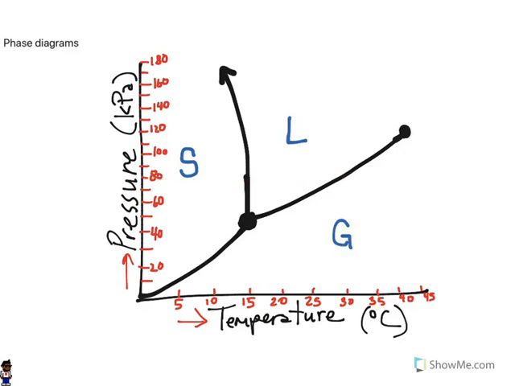Now here's the tricky part. What if I told you, tell me what state of matter a substance would be at 60 kPa and 20 degrees Celsius? Well, you would say, okay, I'm just going to go ahead and move along 60 like that, and 20 up like that. Oh, that's very, very close to the line, but it looks like we're still in liquid phase. All right, no problem.